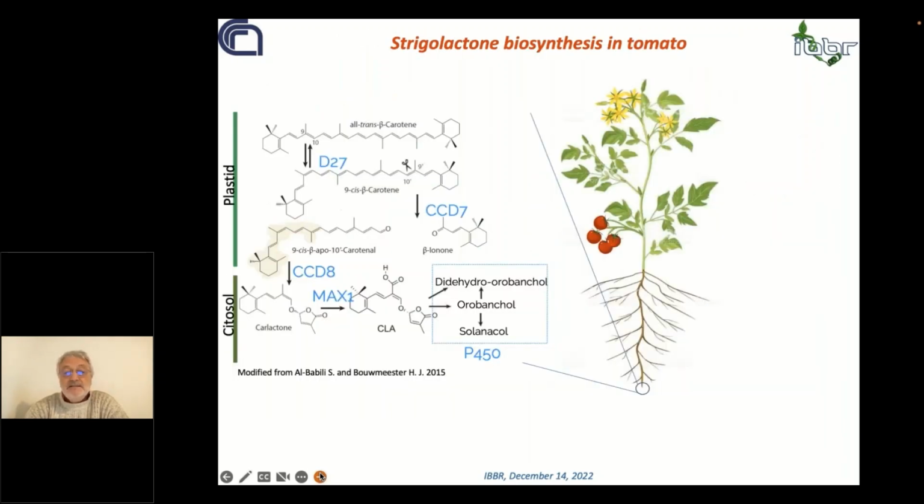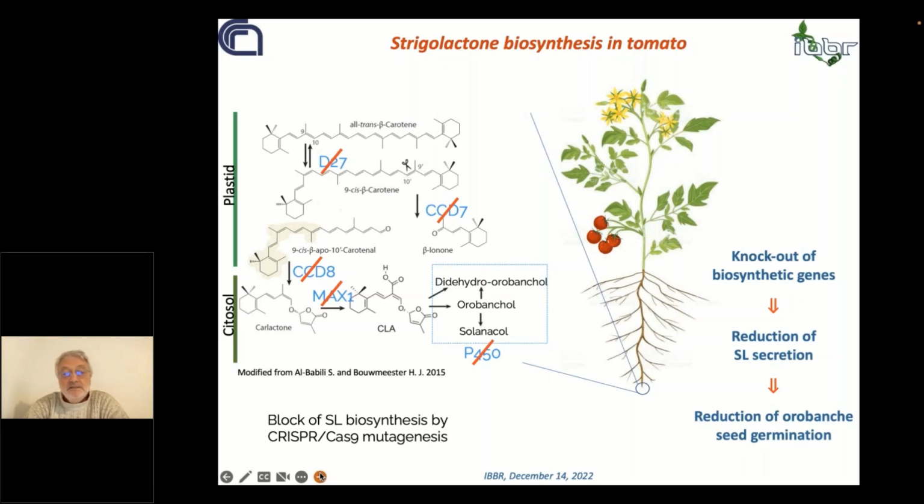Strigolactones in plants are synthesized starting from the carotenoid pathway. These are the main genes involved in strigolactone synthesis in plastids and afterwards in the cytosol. The main strigolactones in tomato plants are those that I reported here: orobanchol, solanacol. So the idea is that if you can knock out any one of the genes involved in the biosynthesis of strigolactones, you reduce strigolactone secretion in the soil, and so you reduce the seed germination of Orobanche.